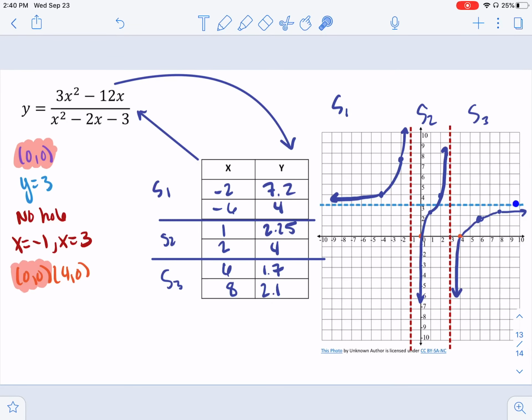Split your graph into the sections. Choose some x values in each of those sections. Find the y values, plot them, sketch. And that's graphing a rational function.